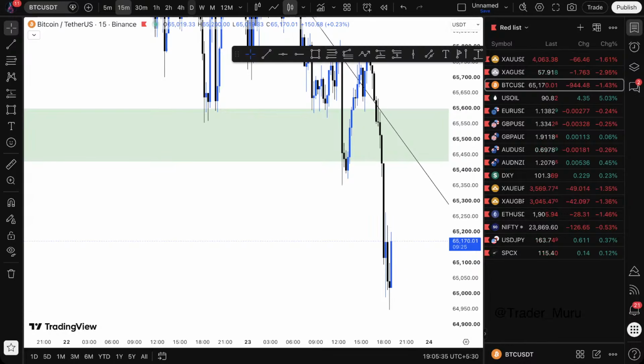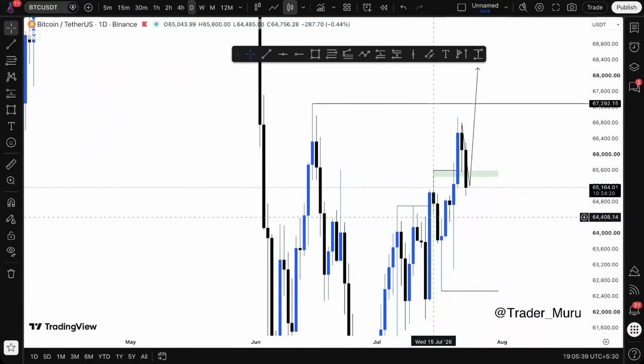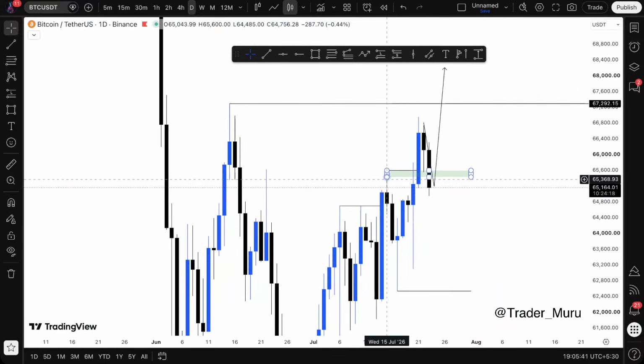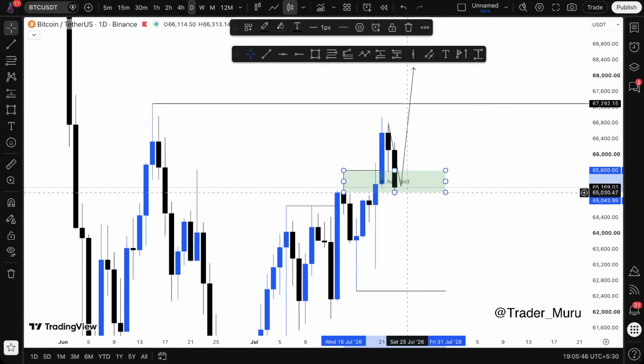BTC is below our zone. Still have this full area. If this candle closes below, it will sweep this low before pumping.